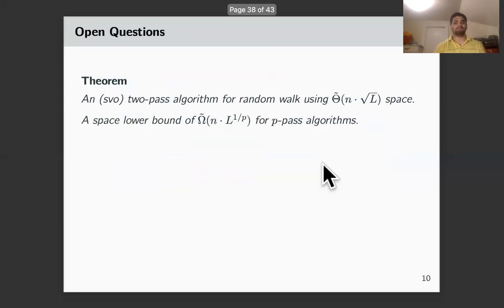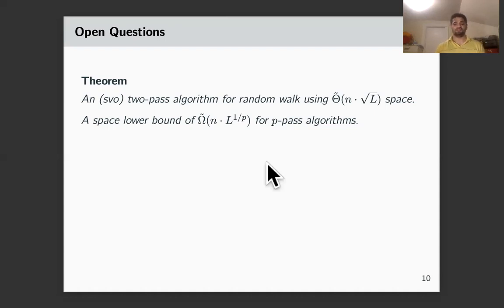And now let me quickly summarize the result and leave you with some open problems. I showed that there's a two-pass algorithm, that is SVO, that computes an L-length random walk on an n-vertex graph using n root L space. I showed that this is tight for SVO algorithms with any number of passes. I did not show, but we prove in the paper, that if you have a p-pass general algorithm that may or may not be SVO, then that requires a space of at least n times L to the 1 over p. So for p equals 2, we get the same n root L bound. And therefore, our algorithm is actually tight for 2-pass algorithms. But it may not be tight for 3-pass algorithms that are not SVO.